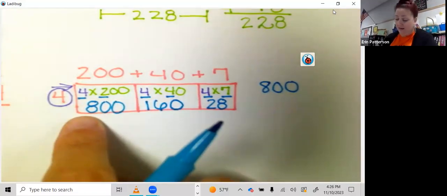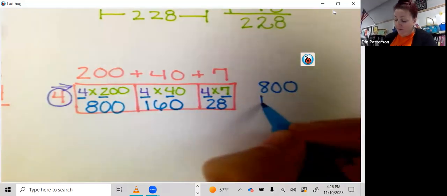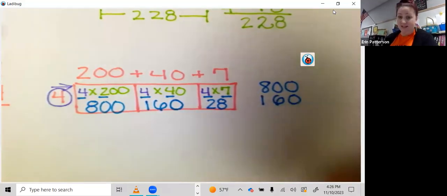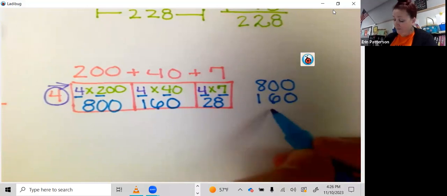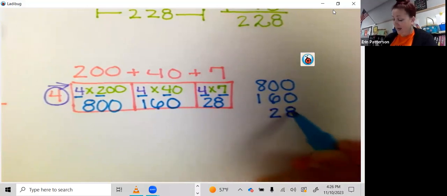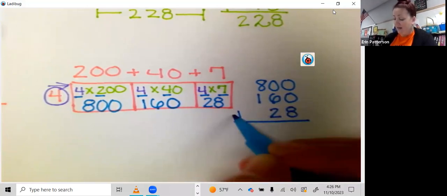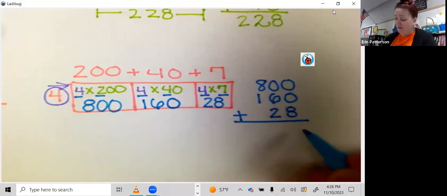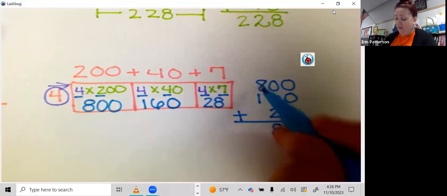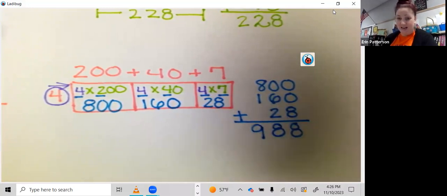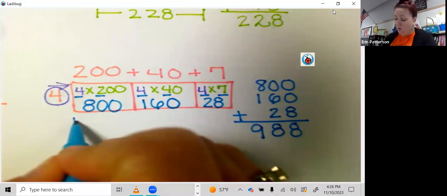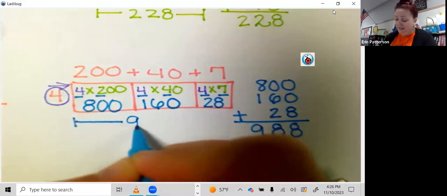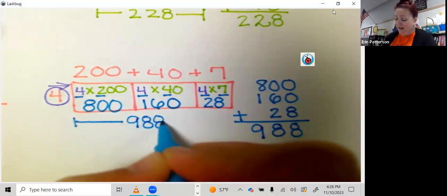So these are partial products. 800. Got to line it up. 160. 28. And I can add those together. 8. 6 plus 2 is also 8. 8 plus 1 is 9. So my total product is 988.